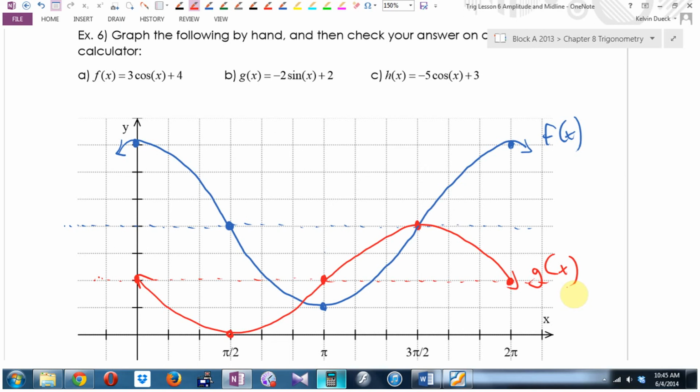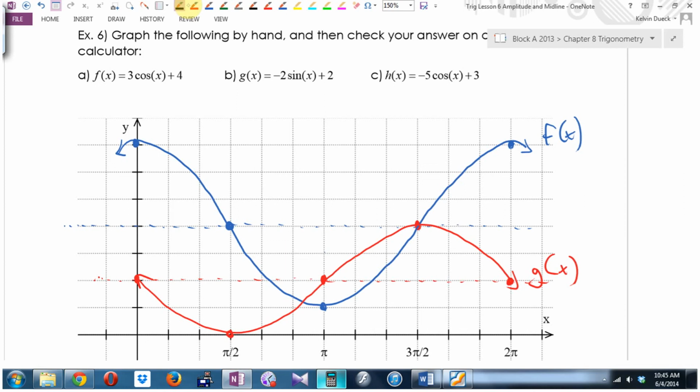Hey, you know what? Before we graph C, what's the highest graph C is going to get? 8. What's the lowest it's going to get? It's tricky. Negative 2. Okay. Let's graph C. I'll do C in black.